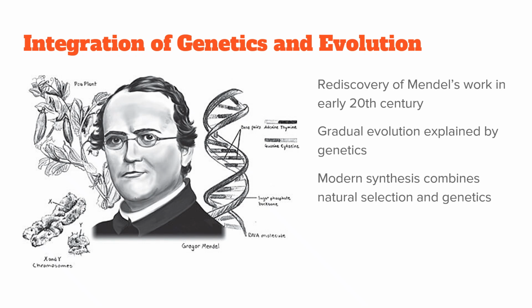Early 20th century biologists rediscovered Mendelian genetics and unified it with natural selection into the modern synthesis. This explained how small genetic changes, shifts in allele frequencies, could accumulate to produce evolutionary change within and among populations.